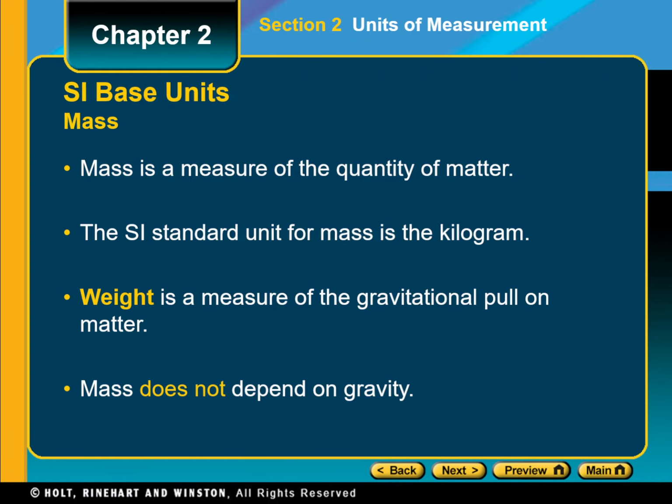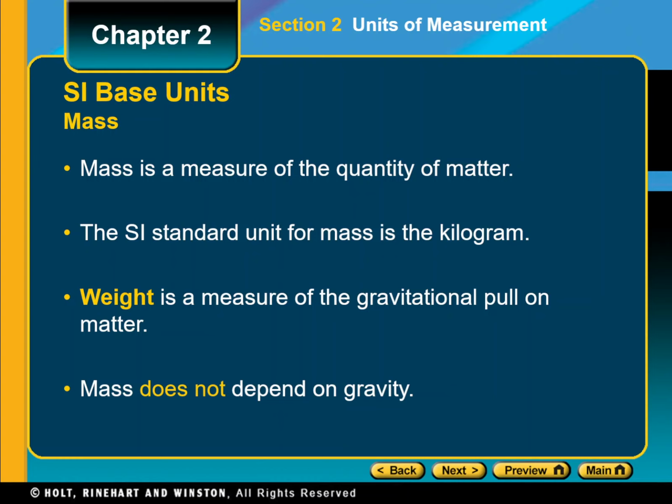Mass versus weight. As you learned earlier, mass is the measurement of a quantity of matter. The SI standard unit of mass is the kilogram, which is about the weight of a small textbook. The kilogram is the only base unit with a prefix. Mass is often confused with weight because people often express the weight of an object in kilograms.